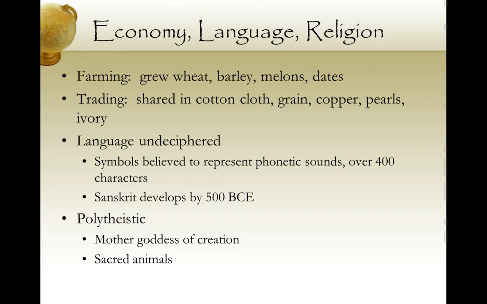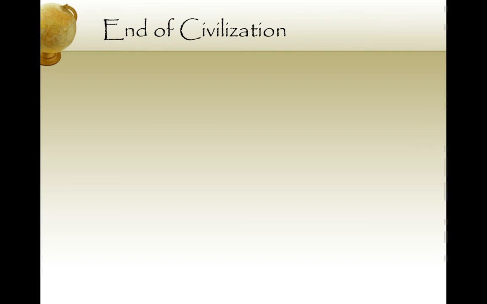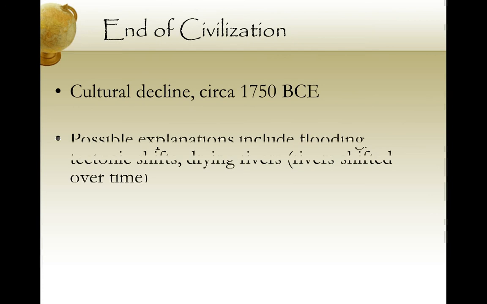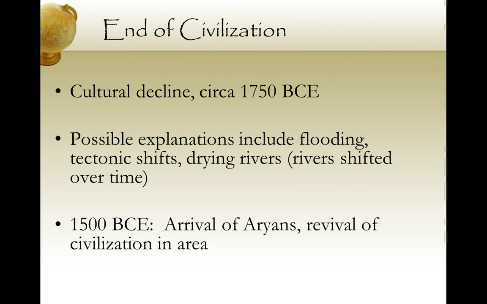The religious beliefs that develop in the Indus Valley are polytheistic, and eventually these blend with Aryan beliefs to become Hinduism, which is monotheistic. So the Indus Valley civilization itself, not all of India, but the Indus Valley civilization ends around 1750. There's a variety of explanations, most of them dealing with the geography. However, it is not an invasion, as your textbook would like you to believe. Your textbook says Aryan invasion.